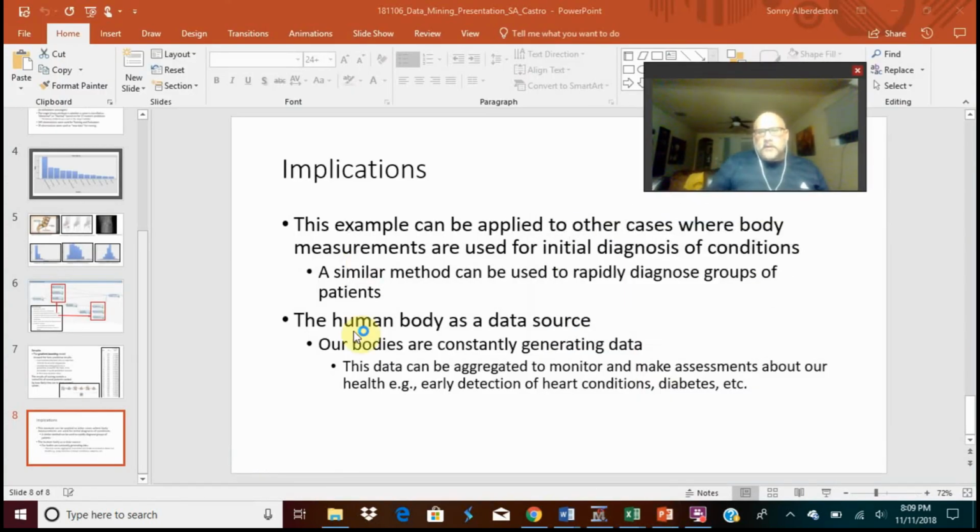All right, to finish off, let's look at the implications. This example can be applied to other cases where body measurements are used for initial diagnosis of conditions, and a similar method can be used to rapidly diagnose groups of patients using human measurements as the variables. And in the larger sense, we can look at the human body as a data source. Our bodies are constantly generating data, and this data can be aggregated to monitor and make assessments about our health, early detection of heart conditions, diabetes, etc.